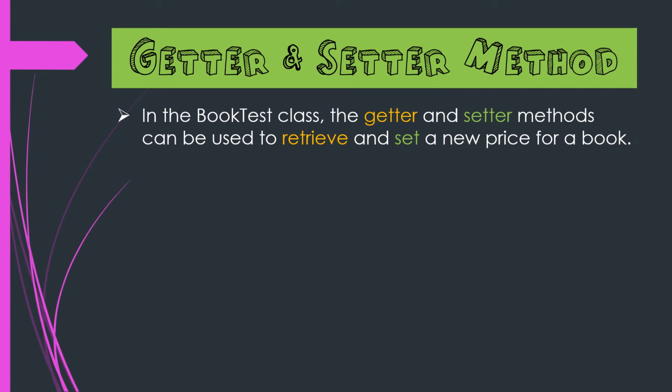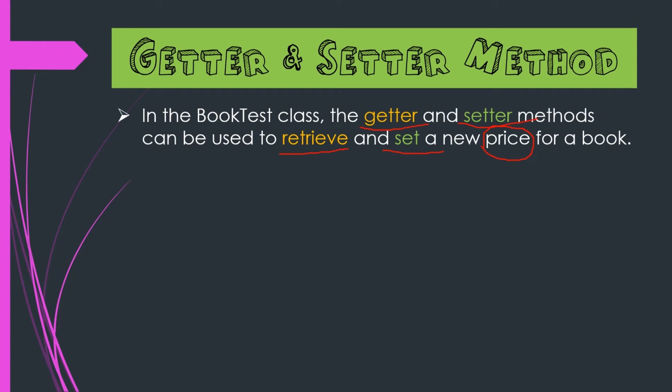Now, in the book test class, the getter and setter methods can be used to retrieve and set a new price for a book. We are basically discussing the price data member. So in the book test class, how will we use it? We will be using it with the getter and setter methods. The getter method will be used to retrieve or get the value, and the setter method will set a new price for a book.